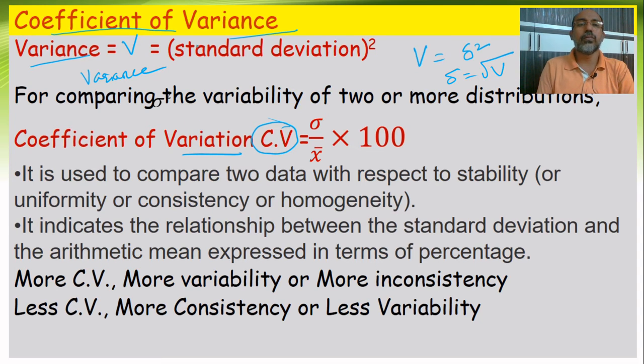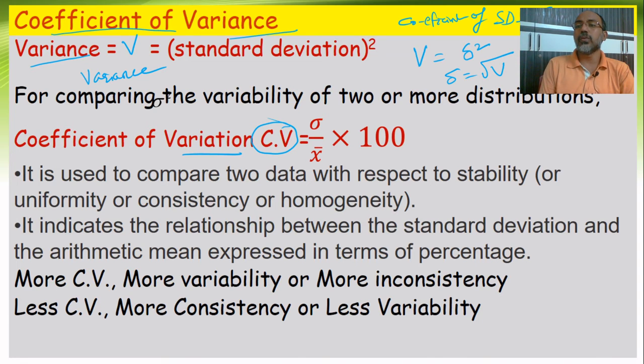So variance is different, CV is different. CV is equal to standard deviation divided by x bar. We use this like the coefficient of mean deviation and coefficient of quartile deviation. For the coefficient of standard deviation, we do standard deviation divided by x bar. The coefficient of SD, meaning standard deviation, is equal to standard deviation divided by x bar.